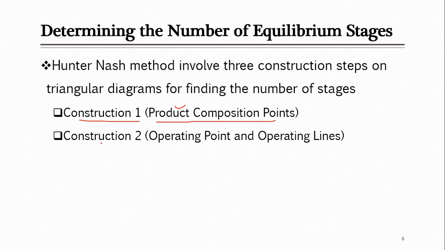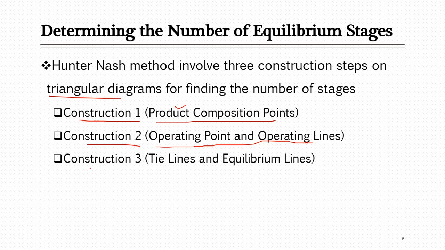Then there is construction 2, the second step, and it will involve something called the operating point and operating lines. Maybe you remember operating lines from distillation and absorption. So here also operating lines and operating points are there. You have to mention those, or draw those, on the figure. On these triangular diagrams we have to construct the operating point and operating line, which will be helpful to us to calculate the number of stages.